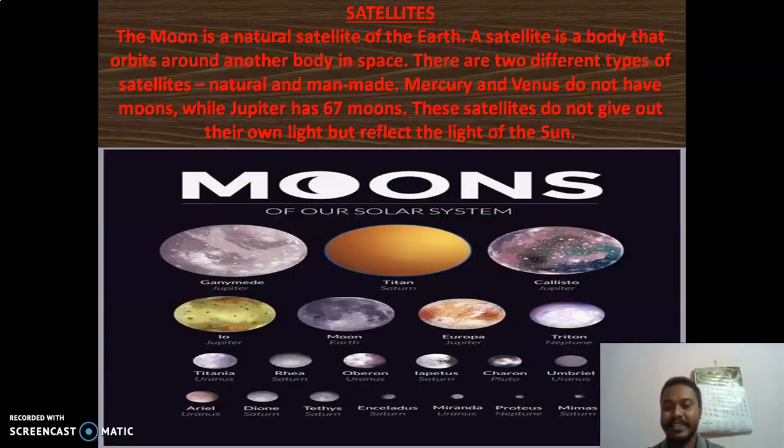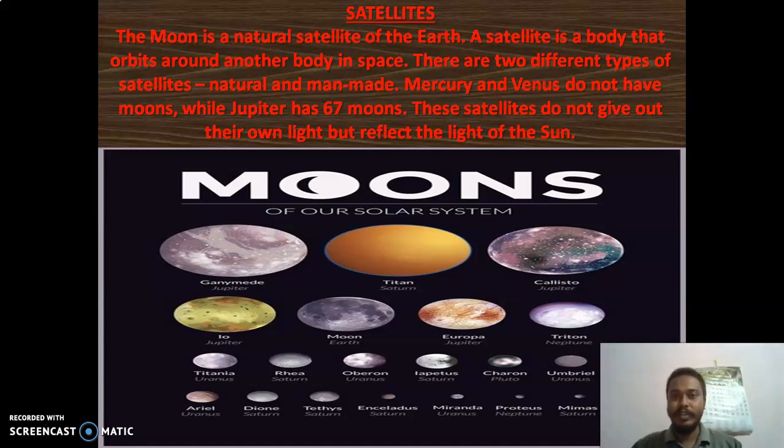Next is satellites. As soon as I say satellites, I know what comes to your mind: rockets which go up to the sky and give us direction, navigation, radio transmission, our cellular phone networks. Yes, they are also satellites. But here we are talking about the natural satellite, not the man-made satellite. A natural satellite, which is already there. For our Earth, we have the natural satellite, the Moon. You all know the Moon.